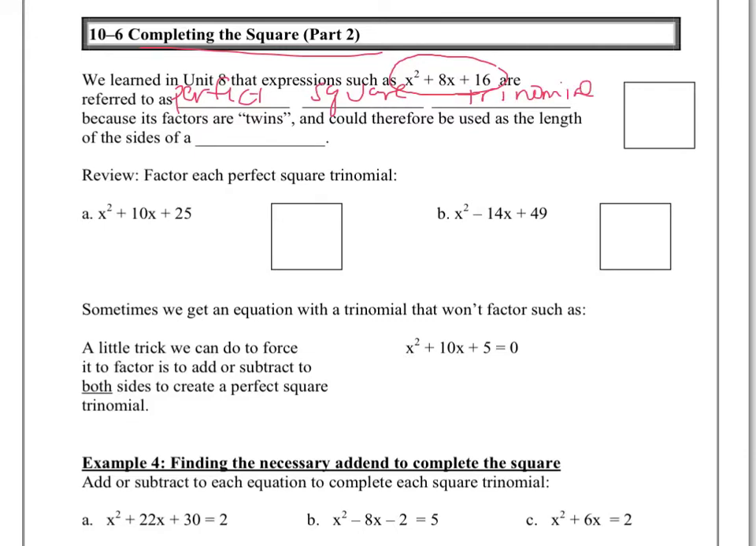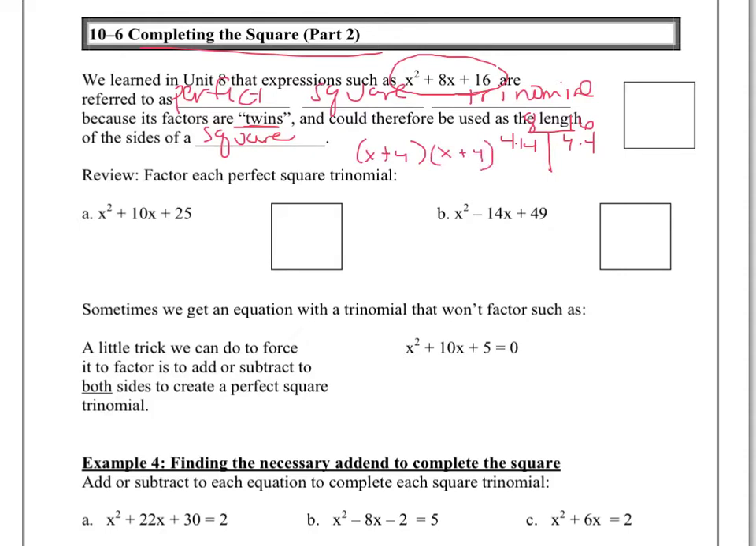Because the factors are twins, they're the same, we could therefore refer to this as the length of the sides of a square because they're the same. That's why they're called perfect square. What we did for this is find two numbers that multiplied to 16 and added to 8. 4 times 4 was 16, and 4 plus 4 was 8. So we were able to factor this trinomial as x plus 4 times x plus 4.